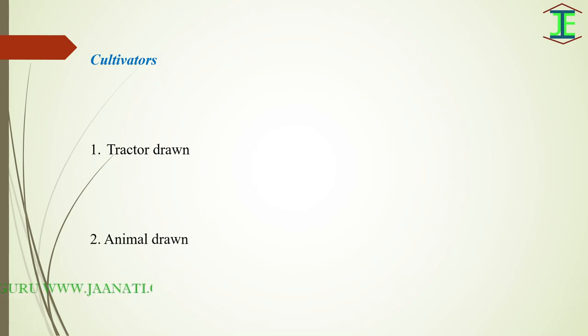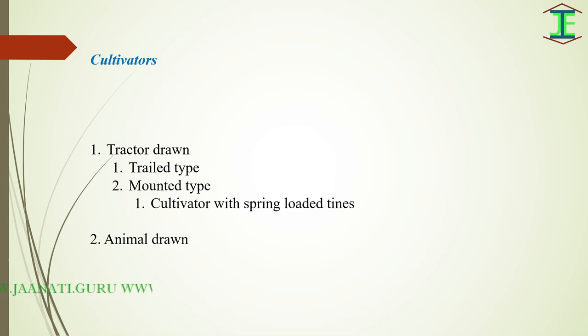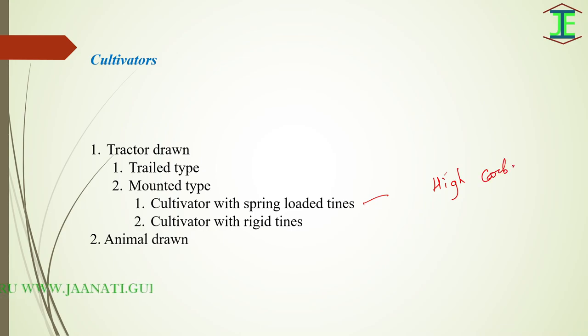Again, it is classified into tractor drawn and animal drawn. And tractor drawn may be trail type or mounted type. And it is of two types, cultivator with spring-loaded tines and cultivator with rigid tines. In the cultivator with spring-loaded tines, the tines are made up of high carbon steel. It is mostly used in soils which have stones and stumps. Because it is spring loaded, there will not be any damage to the tines. Mostly these cultivators may be fitted with 7, 9, 11 or 13 tines.